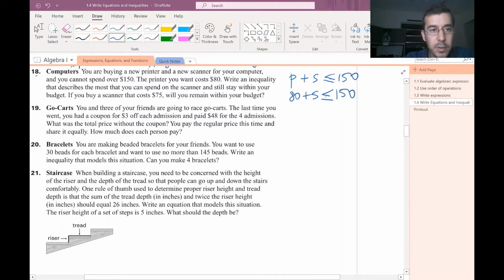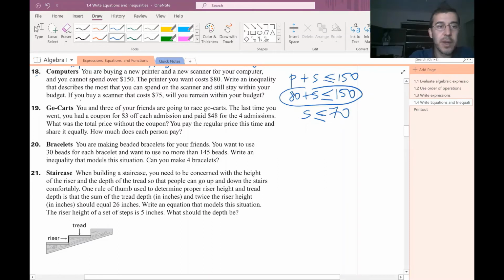Write an inequality that describes the most that you can spend on the scanner and still stay within your budget. So this is the inequality, or you can say S is less than or equal to 150 minus 80. When the 80 goes on the other side of the inequality, plus becomes minus. So 150 minus 80 is 70. So the scanner has to be at most $70, 70 or less.